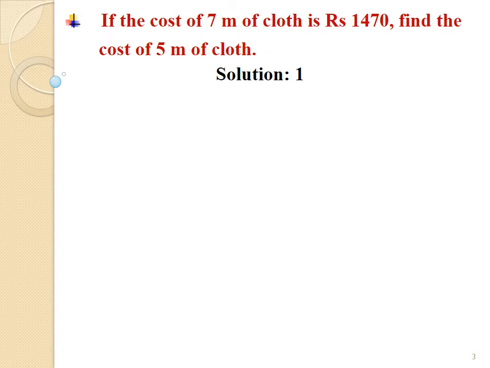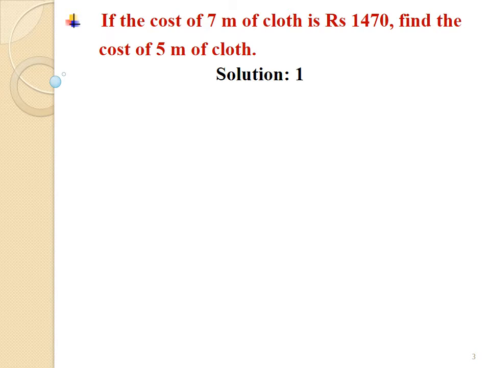And we know that in unitary method, first we find out the cost of 1 by dividing and then find for more by multiplying. Thus, in order to find out the cost of 5 meters of cloth, first we will find the cost of 1 meter cloth, then find the cost of 5 meter cloth. So now, let us solve sum number 1.